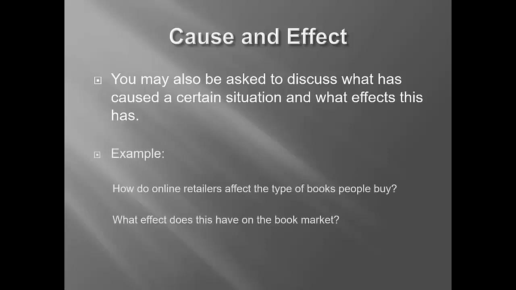So example for cause: how do online retailers affect the types of books people buy? And effect: what effect does this have on the book market? So the first question is talking about the cause, and the second one it's talking about the effect.